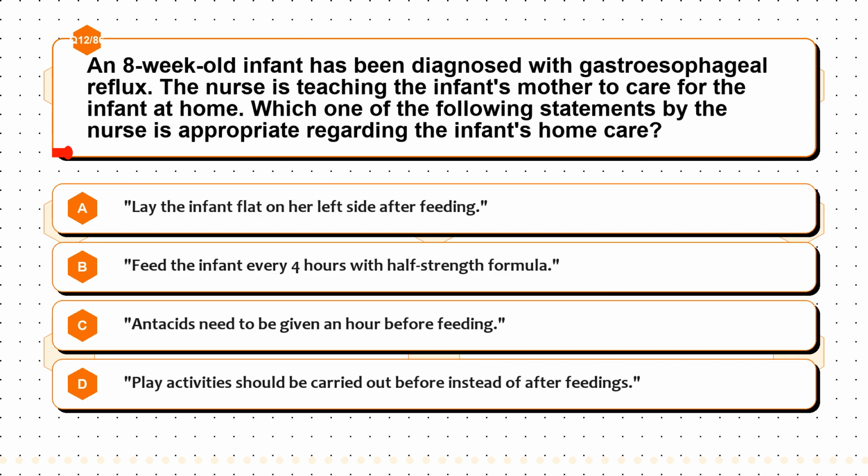Question 12. An 8-week-old infant has been diagnosed with gastroesophageal reflux. The nurse is teaching the infant's mother to care for the infant at home. Which one of the following statements by the nurse is appropriate regarding the infant's home care? Here are the options. Option A. Lay the infant flat on her left side after feeding. Option B. Feed the infant every 4 hours with half-strength formula. Option C. Antacids need to be given an hour before feeding. Option D. Play activities should be carried out before instead of after feedings.